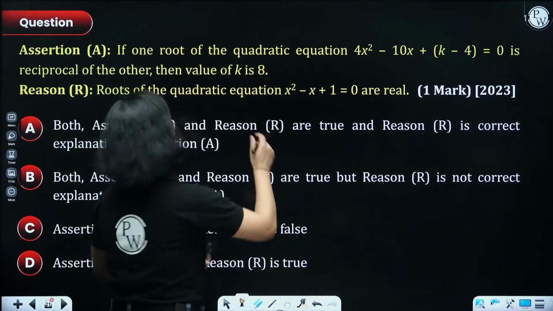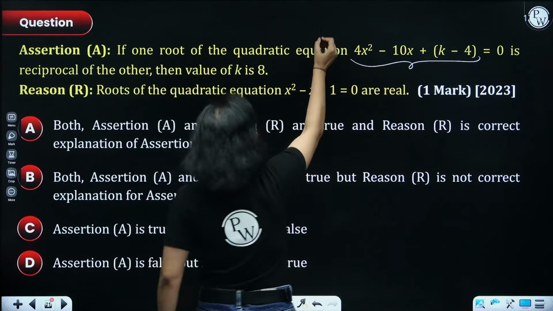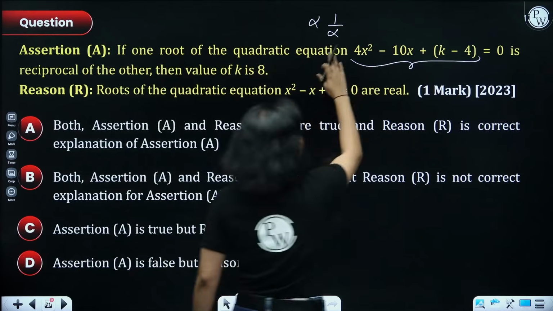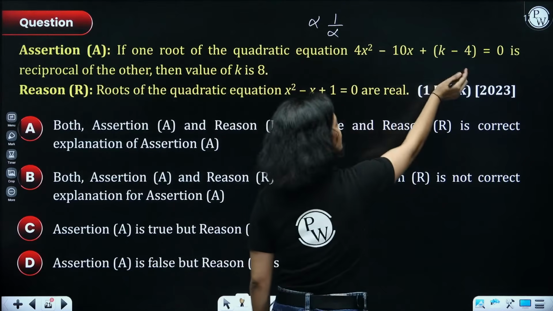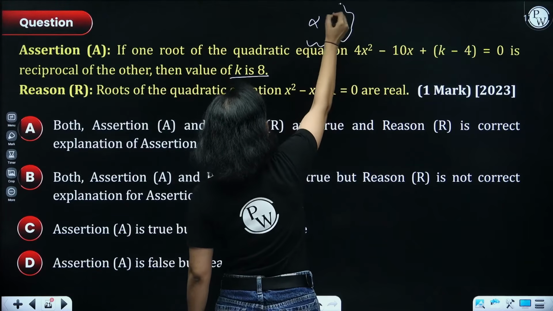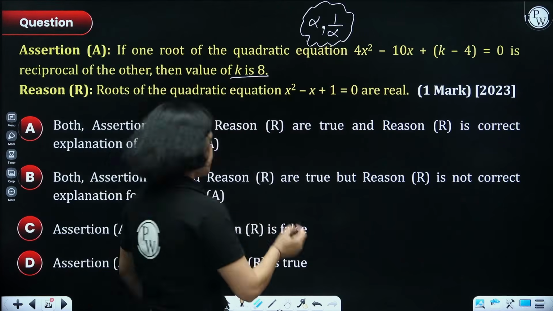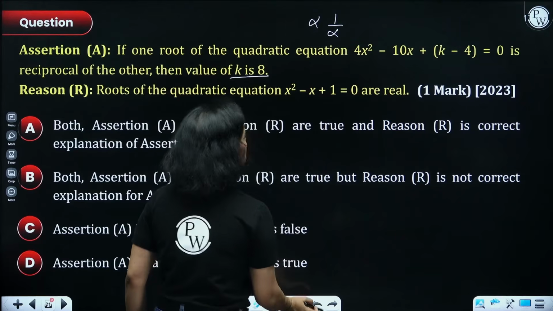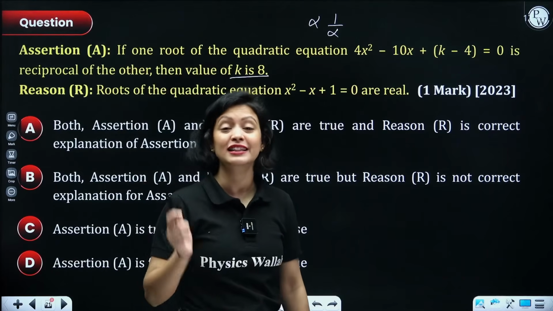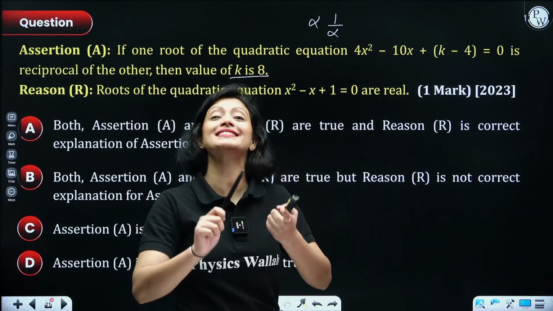They are saying that the roots of this are reciprocal of each other. So if one root is alpha, the other root should be 1 over alpha. Yes or no, everyone? Now they are saying that if this happens, the value of k should be 8. So what I'll do is, I will take these roots and figure out the value of k, and see whether it comes out to be 8 or not. Here we are not going to use any concept of quadratic equation. Instead, we are going to use the concept of quadratic polynomial, where we studied that the product of zeros is always equal to c by a. The product of roots also is equal to c by a.